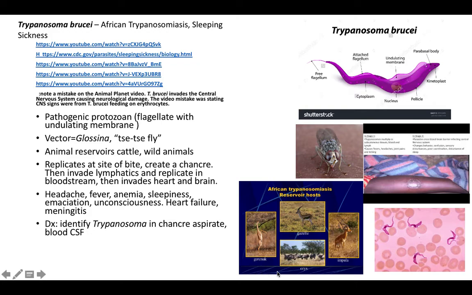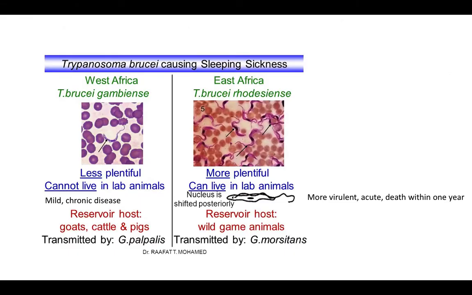One of the subspecies of Trypanosoma brucei can have animals as reservoirs. Okay, so some forms of Trypanosoma brucei are potentially zoonotic. And this is just showing the two different subspecies: Trypanosoma brucei gambiense, and then Trypanosoma brucei rhodesiense. And again, you don't need to know the difference between these two. Just out of interest here, rhodesiense is more virulent. It can cause death more rapidly.